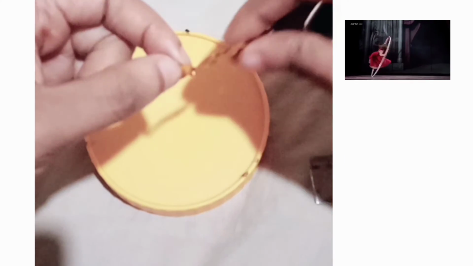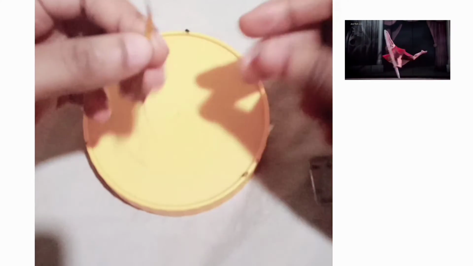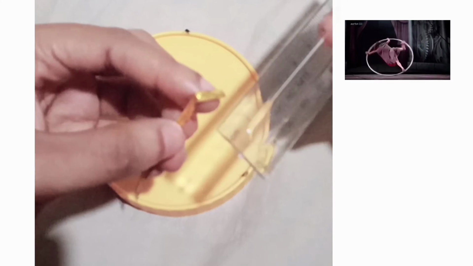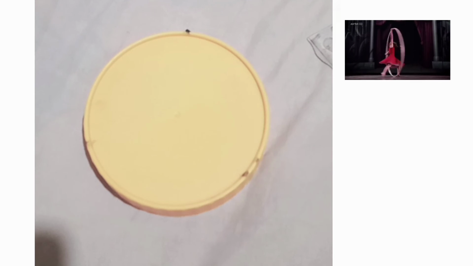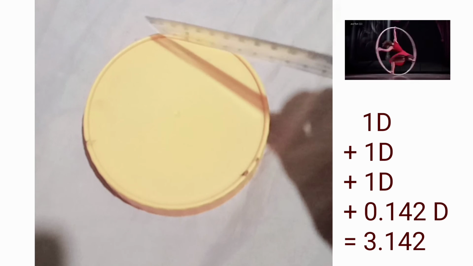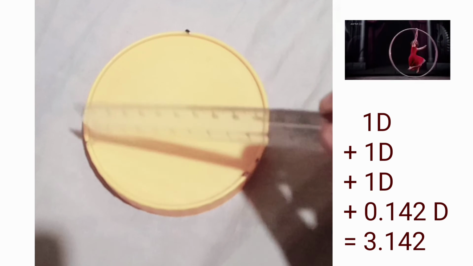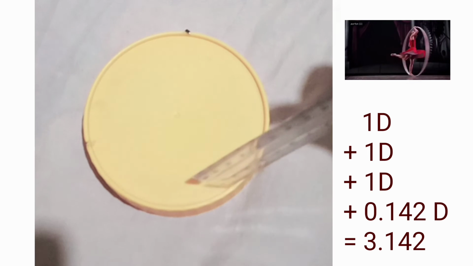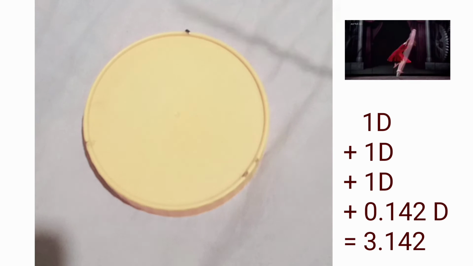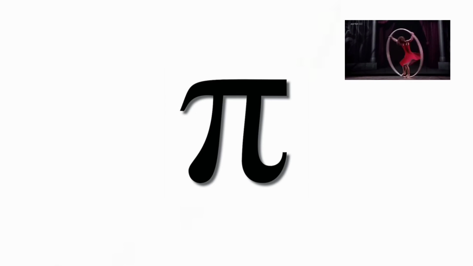You see, now we have measured the small fraction. That fraction's value is 0.142. So, if we want to get the entire measurement, we would add 1 diameter plus 1 diameter plus 1 diameter plus 0.142 diameter. That would give you 3.142 diameter. That would be pi. Or you can write it in formula as this. You're welcome.